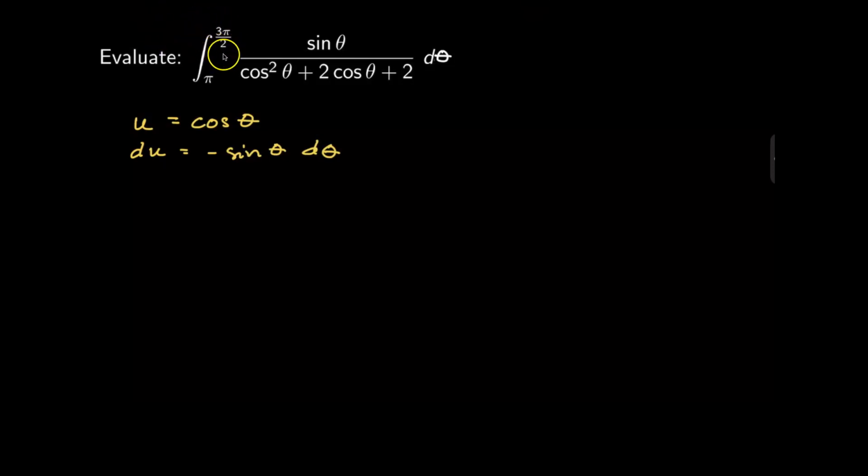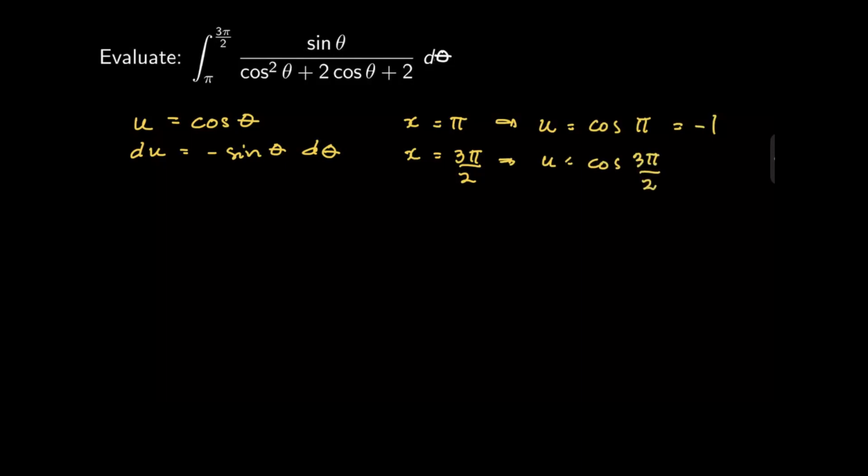Again, since this is a definite integral, I also have to change everything here in terms of u. So if x is equal to pi, then my u is cosine of pi, which is -1. If x is equal to 3 pi over 2, then my u is cosine of 3 pi over 2, which is equal to 0. So our integral now becomes pi to 3 pi over 2 becomes -1 to 0.